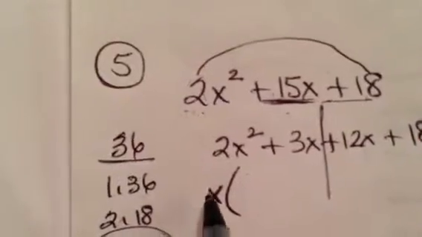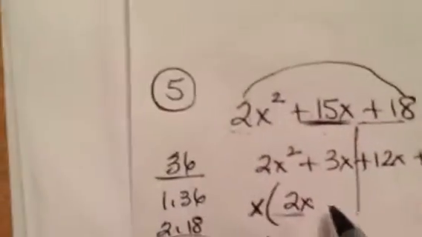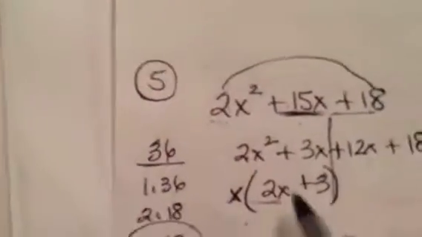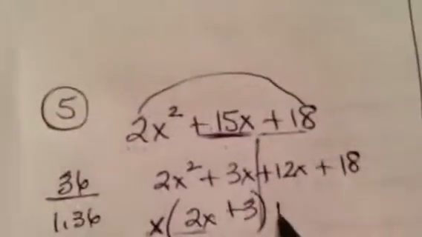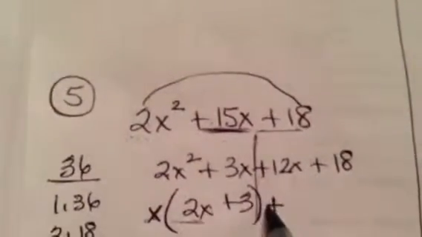And here's the hard part. You have to think, x times what gives you 2x squared? Well, you're going to be like, oh, 2x. X times 2x is 2x squared. X times 3 is 3x. Okay, bring that sign straight down.